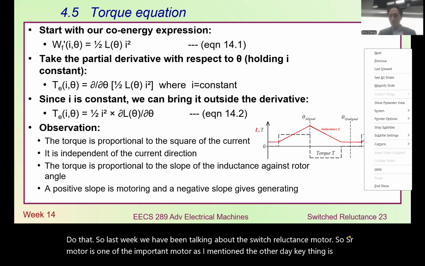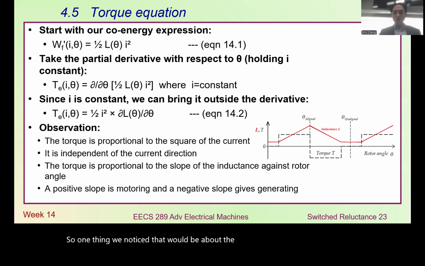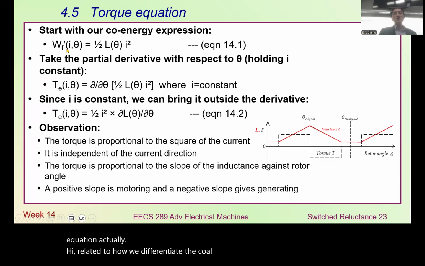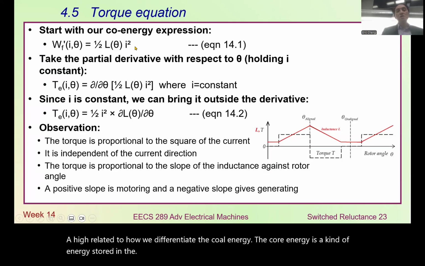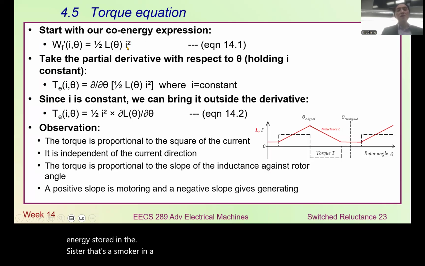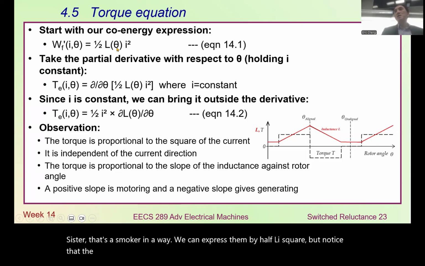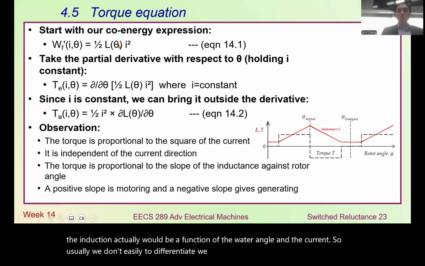So one thing we noticed will be about the torque equations. The torque equation actually is related to how we differentiate the co-energy. The co-energy is a kind of energy stored in the switch reluctance motor. In a way, we can express it as half L i squared. But notice that the inductance actually will be a function of the rotor angle and the current. So usually we can't easily differentiate, we can assume it to be constant.